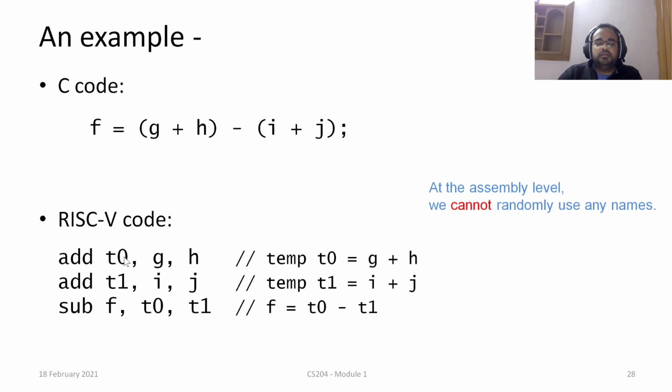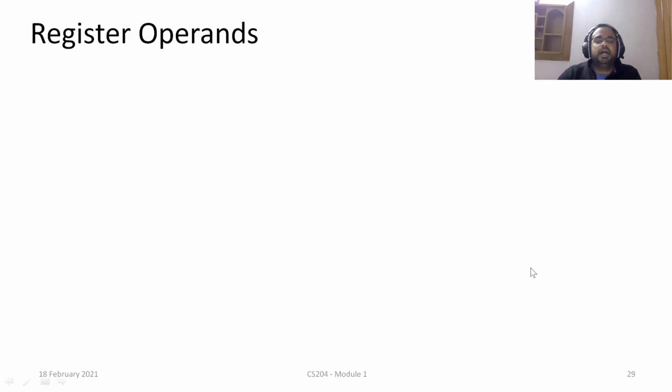So we have used the variable names here like T0, T1, F, I, J, G, H, etc. These we have kind of naturally taken from the C code that we saw. But at the assembly level, we have more restrictions on the variable names. We cannot randomly use any names and write the assembly code. It will not be recognized by the hardware. So accordingly, we have what's called register operands.